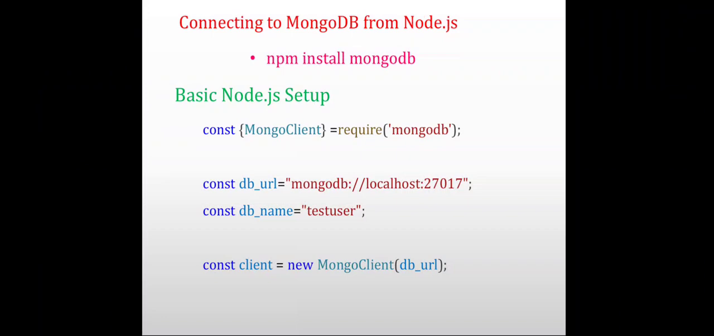And then the next step is to create a MongoClient object using the connection URL. So think of this object as a bridge between our Node.js application and the MongoDB server. At this stage, only the bridge is prepared. The application has not yet connected to the database. The actual connection will take place a little later.